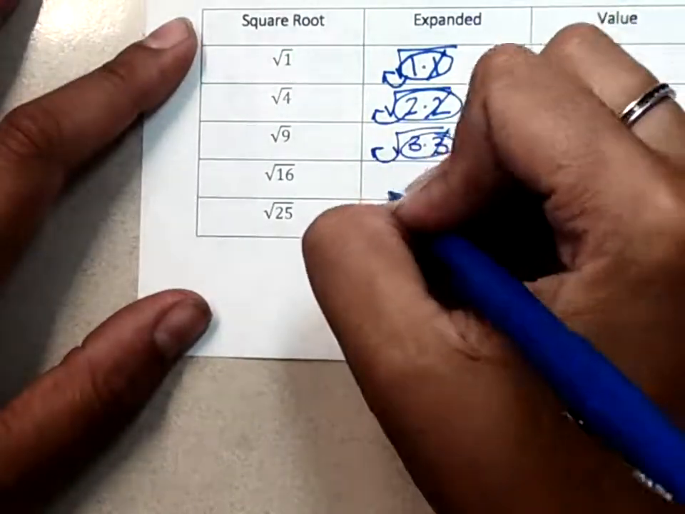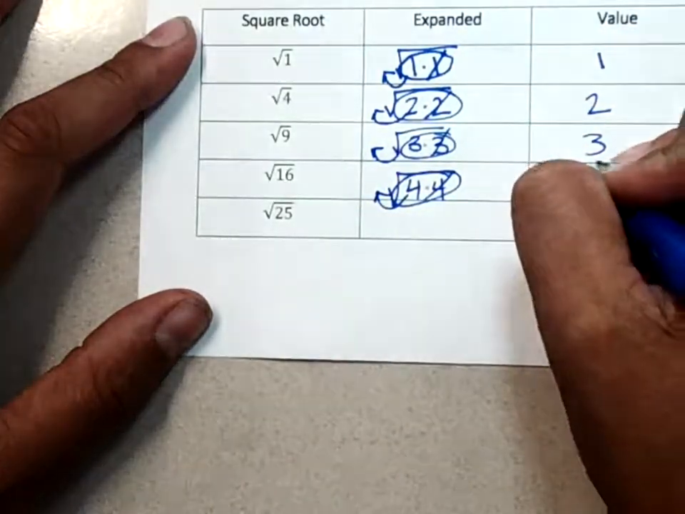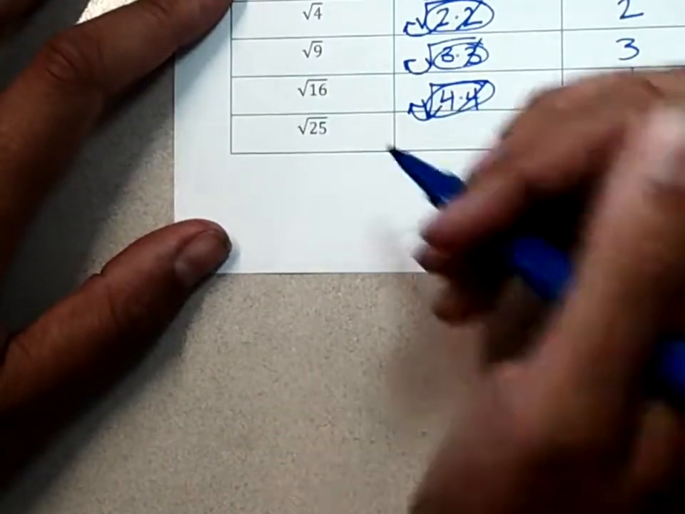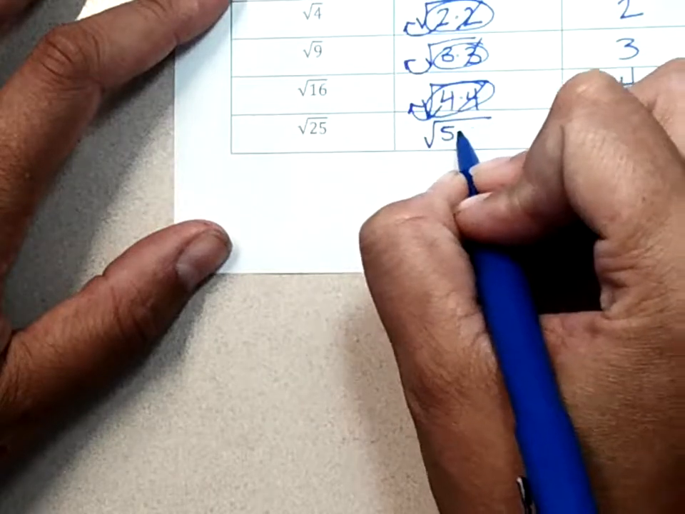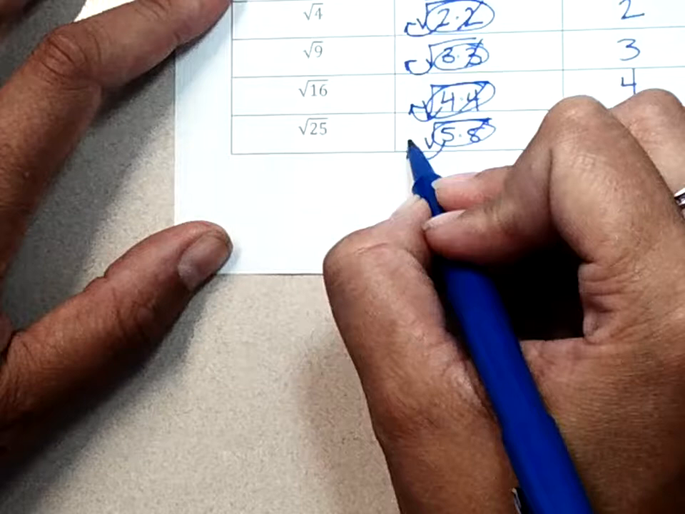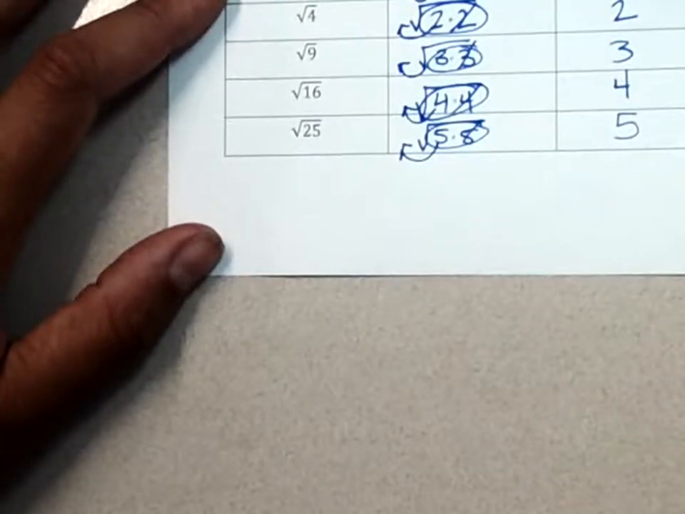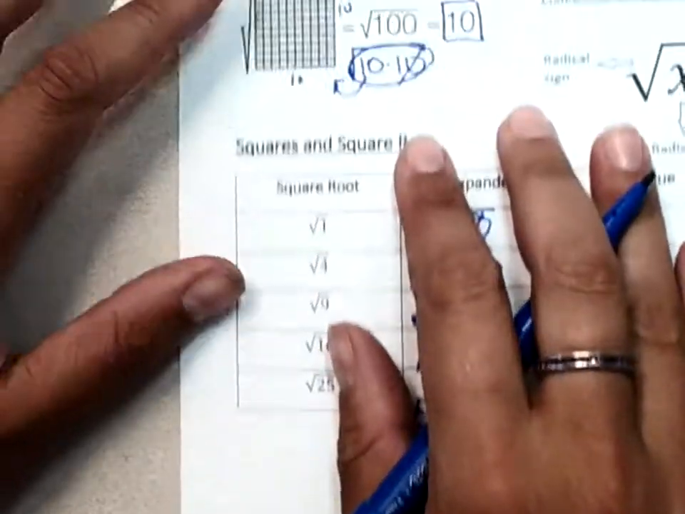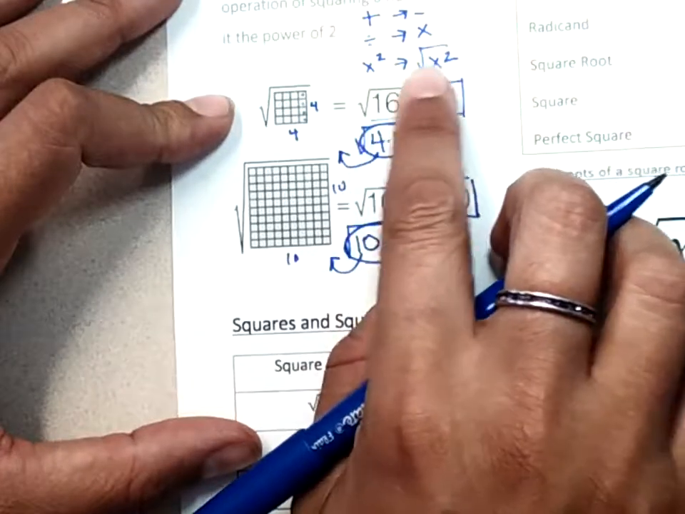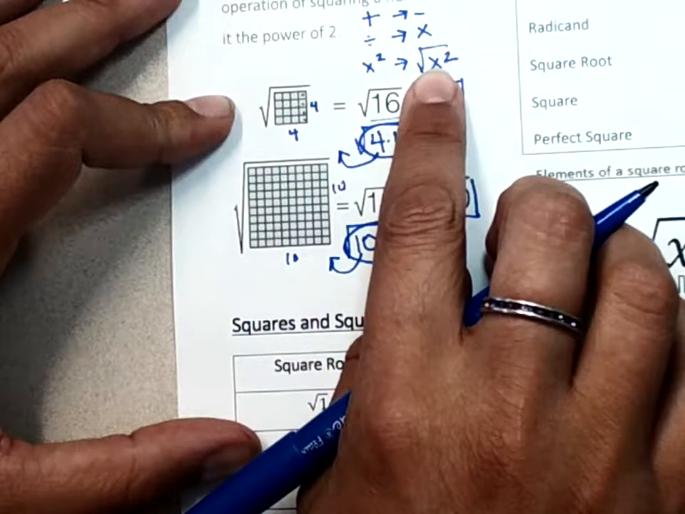We already know 16 is 4 times 4. And our last one is 25, which is 5 times 5 in expanded form. Cross one out, bring one to the outside. The final solution would be 5. So again, to summarize, squaring and square rooting are opposite operations that undo each other.